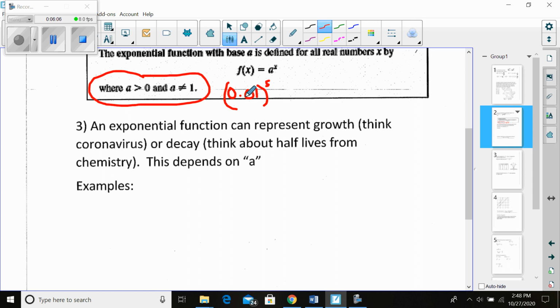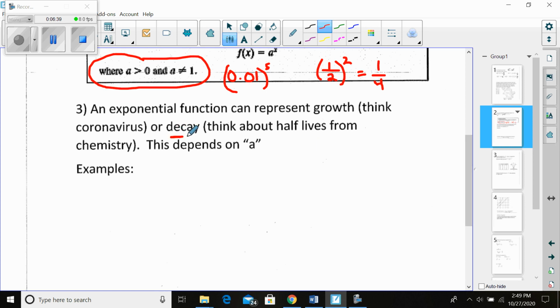So raising a number between 0 and 1, a proper fraction I should say, to a power, for example if I take 1/2 and I square it. Squaring usually makes things bigger, but not if I square something like 1/2. I get a quarter, which is actually smaller. So if I raise a proper fraction to a power, I actually get a smaller answer. That's where we get this idea of exponential decay. Think about half-lives from chemistry, where say every 5 years a compound decays and you only have half of what you started.